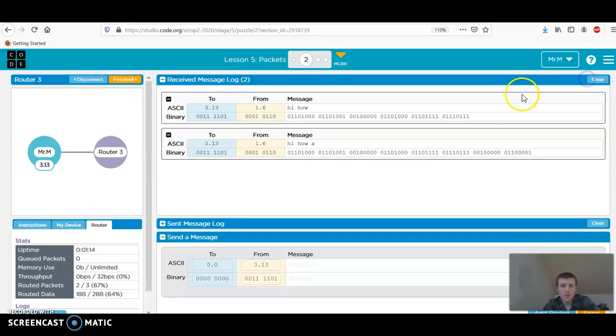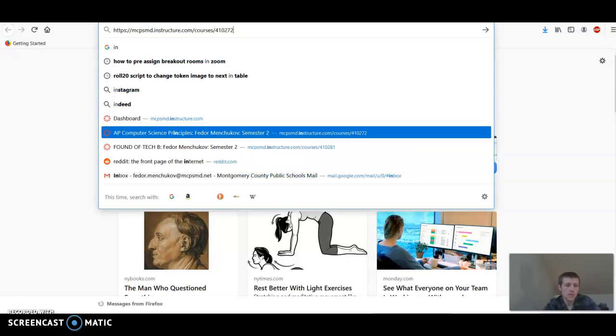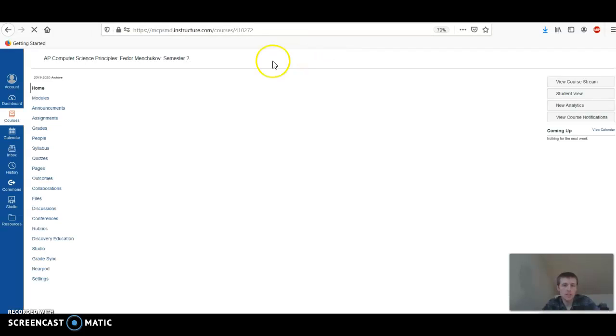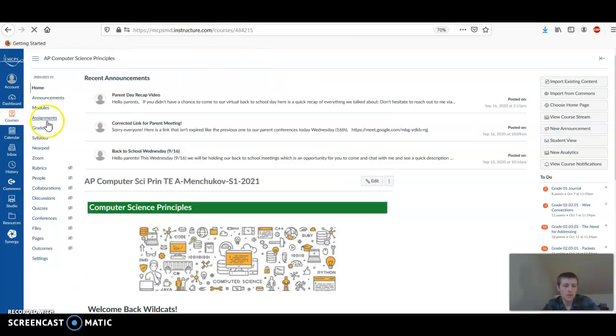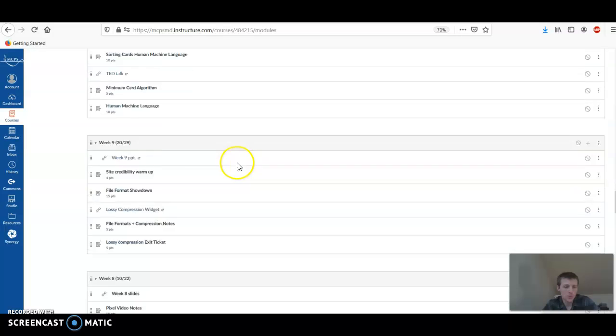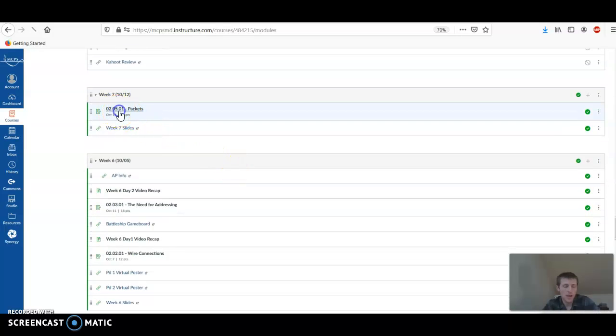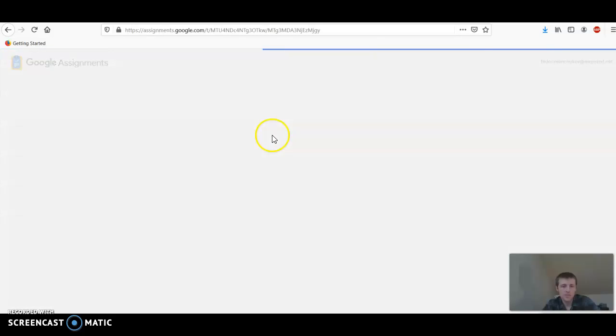So the assignment that we worked on this week was found on MyMCPS. So let's go ahead and open it up. If we go to MyMCPS, navigate to modules, and underneath week 7, you'll find it posted right here, packets. Let's take a look at the assignment itself.